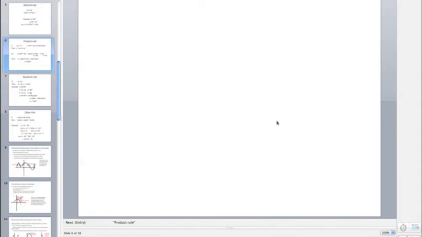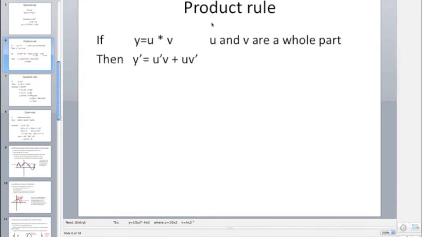Let's move to another rule, the product rule. If we have a function y equals u times v, where u and v are whole parts, which means u and v are each a single function, then the differentiation of this function, I like to use y dash to indicate it: y dash equals u dash times v plus u times v dash.